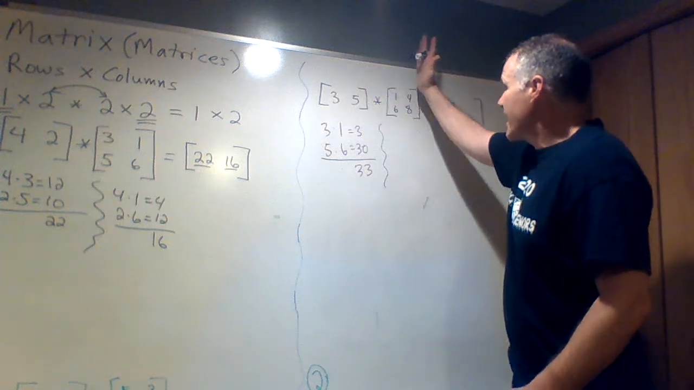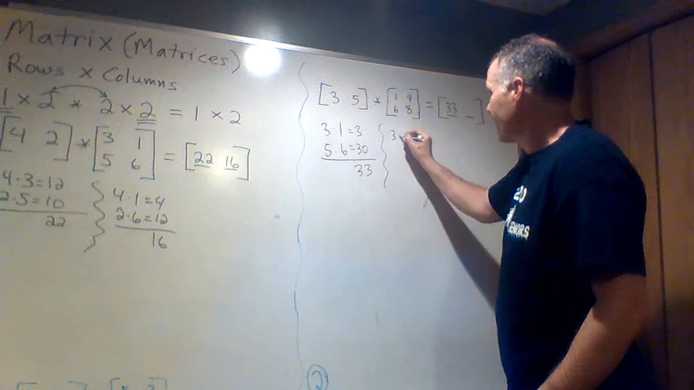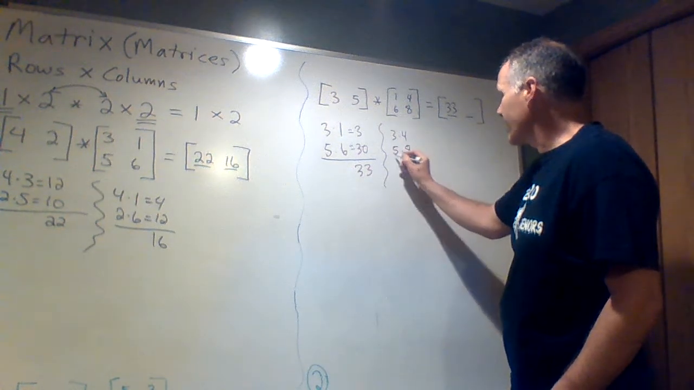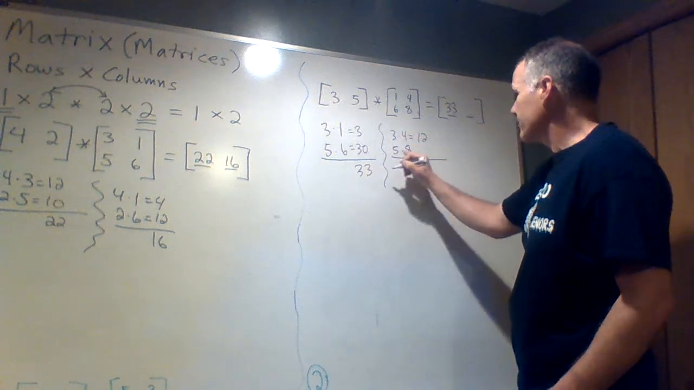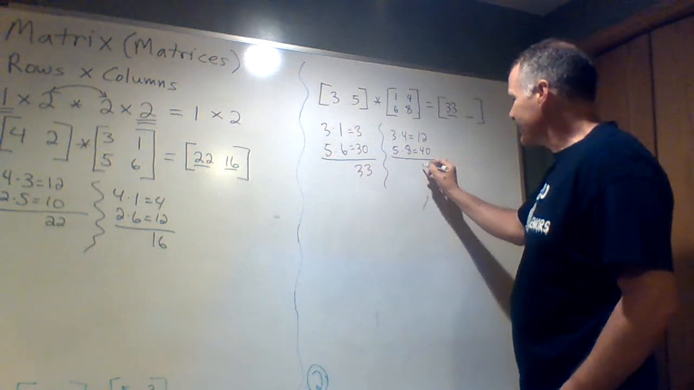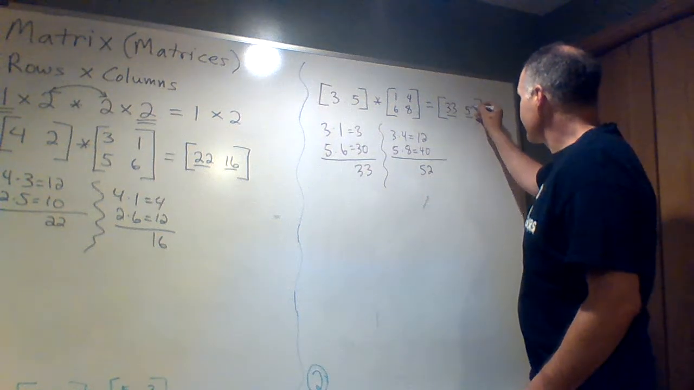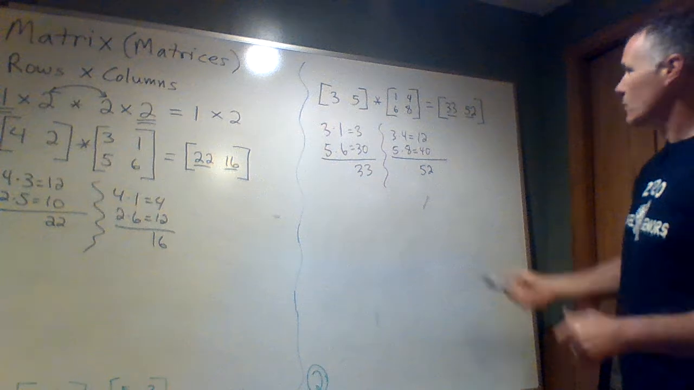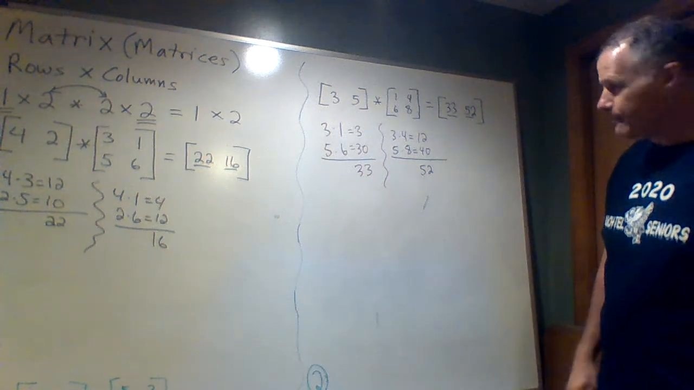Now, that row stands up and comes down this column. So 3, 5 comes down 4, 8. 3 times 4 is 12, 5 times 8 is 40. Add these together, 52, and boom, there's our answer. So for this one, the answer is 33 and 52 when we multiplied those.